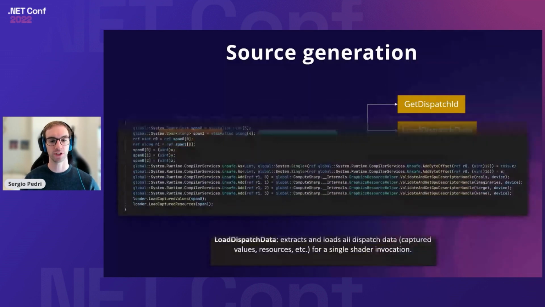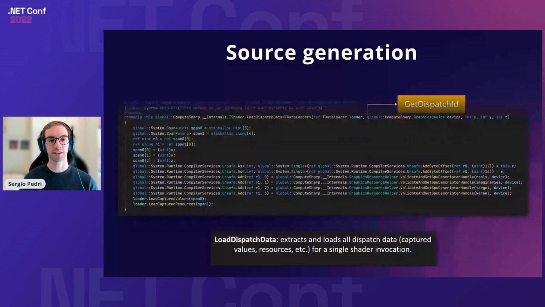Next, we have load dispatch data. This is the method that's responsible for extracting all of the values from your shader instance and marshalling them over to the GPU. You can see that there are 2 parts to this. The first is we are reading all of the values that will go into the constant buffer. In this case, we have those 2 float fields. And you can also see how ComputeSharp is taking care of respecting the padding rules that the DirectX runtime requires for the constant buffer. That's all handled automatically.